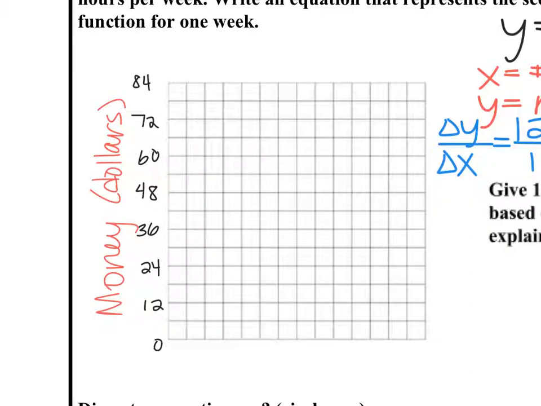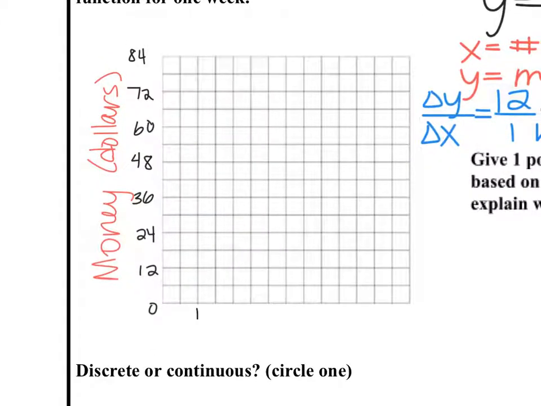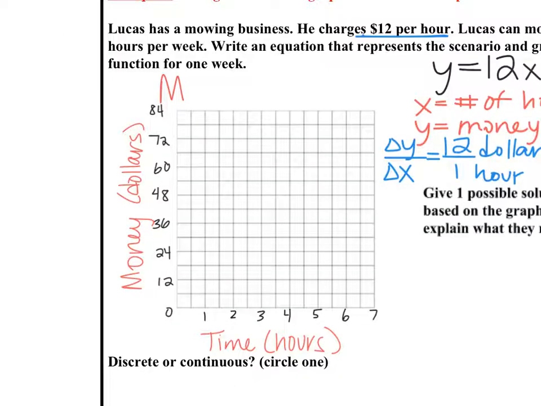Your x-axis needs to go by 1s, but you can skip again. 1, skip every 2 squares. So that way it goes up to 7. On your x-axis, that represents the time in hours. So your units need to go in parentheses. So title it. You can make your title slightly different. I'm going to call it Mowing Business.